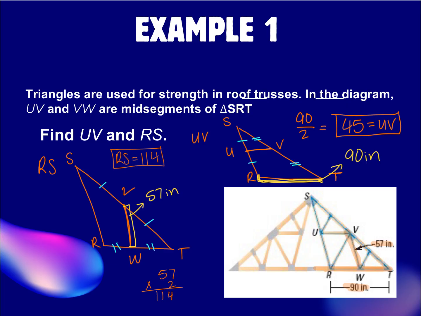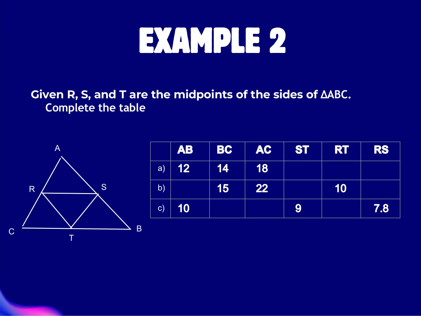No. Okay. All right, looking at this example, I'm going to go ahead and do it in a few different colors. So I'm going to do A in orange, B in blue, and C in green. I don't know if you guys could see those highlights because they're different measurements. The direction says, given RST are the midpoints of the sides of triangle ABC, complete the table. I'm going to do my orange first.